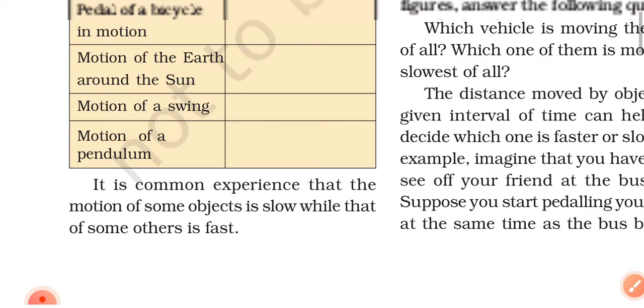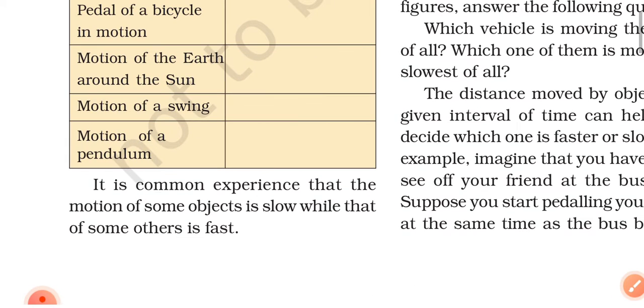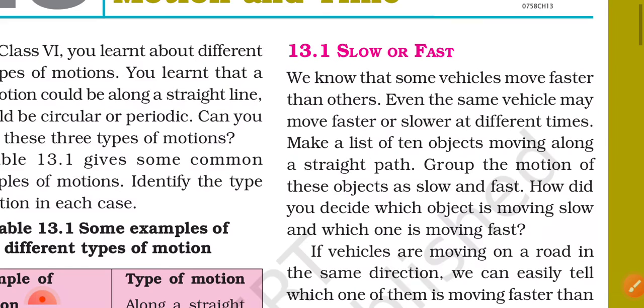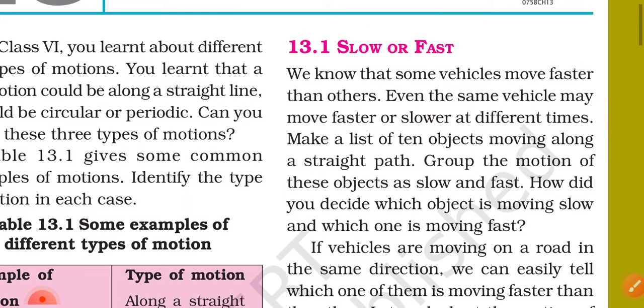It is common experience that the motion of some objects is slow while that of others is fast. 13.1 Slow or Fast. We know that some vehicles move faster than others. Even the same vehicle may move faster or slower at different times. Make a list of 10 objects moving along a straight path. Group the motion of these objects as slow or fast. How did you decide which object is moving slow and which one is moving fast?